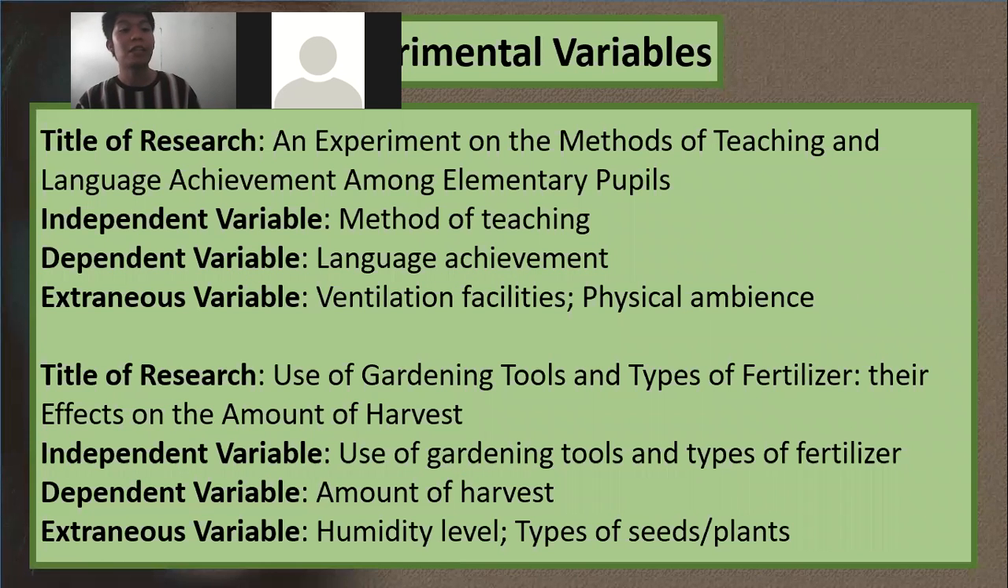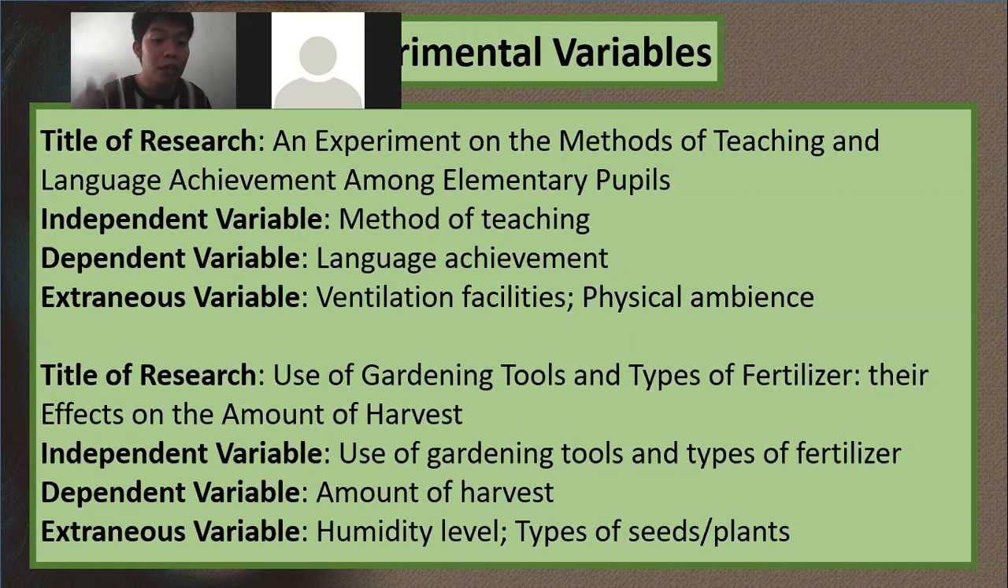For example, ito, title of research: an experiment on the methods of teaching and language achievement among elementary pupils. In this research, the independent variable is the method of teaching, while the dependent variable is the language achievement. In this type of research, the researchers want to examine if the method of teaching can affect the language achievement of the pupils. Meaning, the dependent variable will always depend on the result of the independent variable.